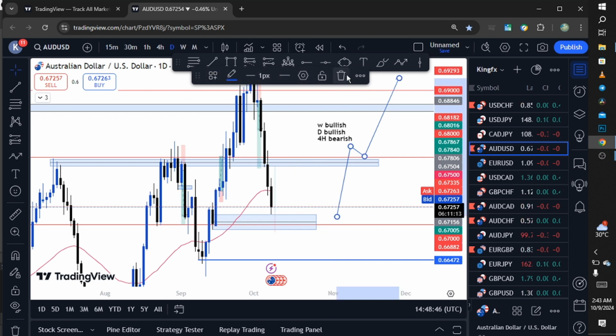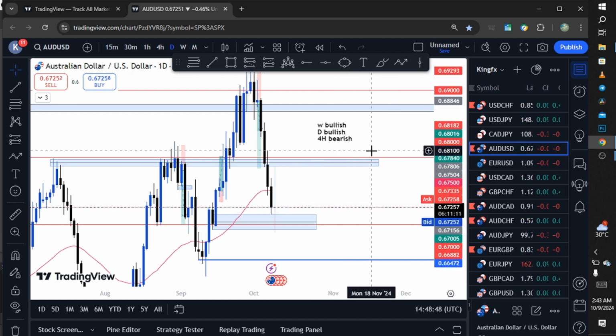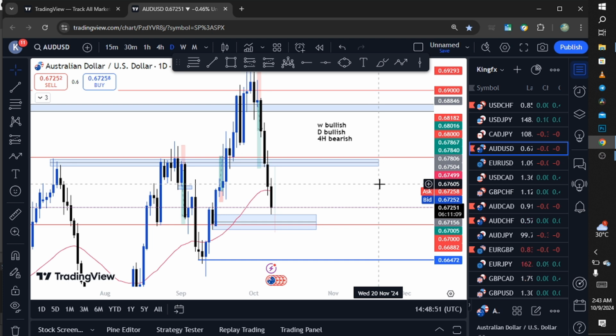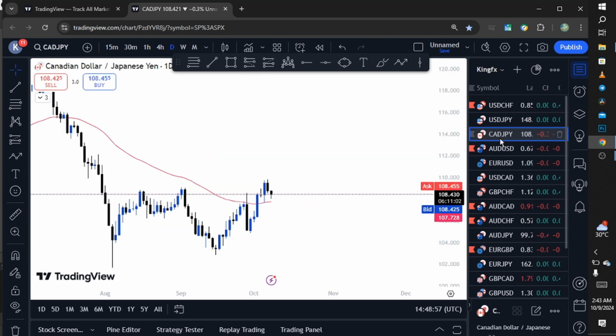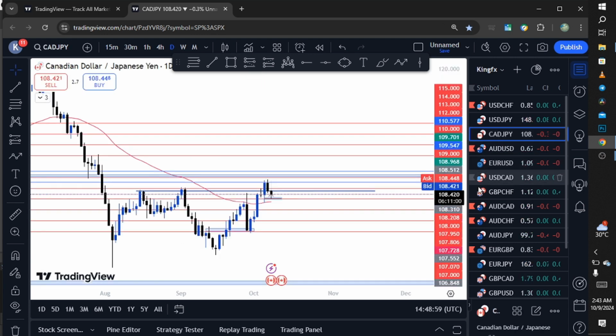So you should be looking out for that one as well during the week or the month. Anything can happen, right? So remember to trade cautiously. And the next one that I'm looking at is CAD JPY.